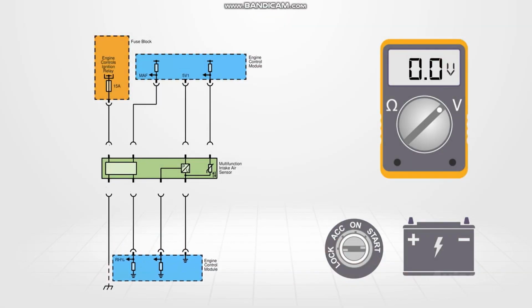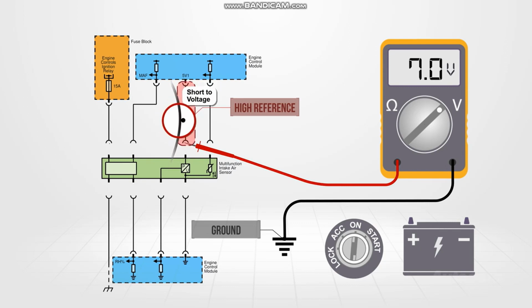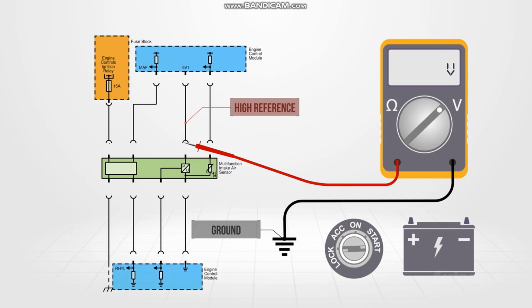With the sensor disconnected and the ignition on, place the black lead on a known ground and the red probe connected to the high reference terminal in the harness connector. If the meter displayed over 5.2 volts, this confirms a short to voltage within the circuit. Turn the ignition off and disconnect the ECM. Turn the ignition back on while watching the meter. If voltage is still present, this confirms a short to voltage within the harness.